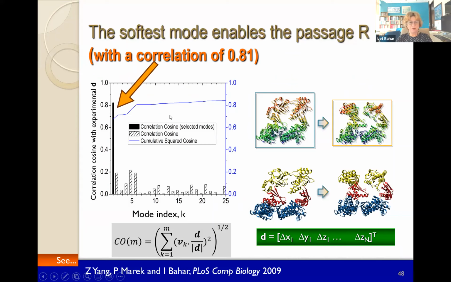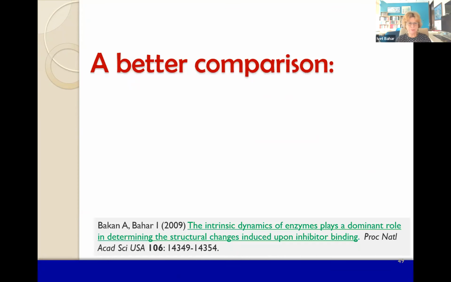And what is surprising is to see that mode 1, which is the most cooperative motion, gives a correlation of 0.81 with the deformation vector. So for each mode, you can plot the correlation cosine. That is a very high value, showing that what the GroEL machine is doing is just sliding along its softest mode in order to undergo those conformational transitions between ATP bound and ATP free forms.